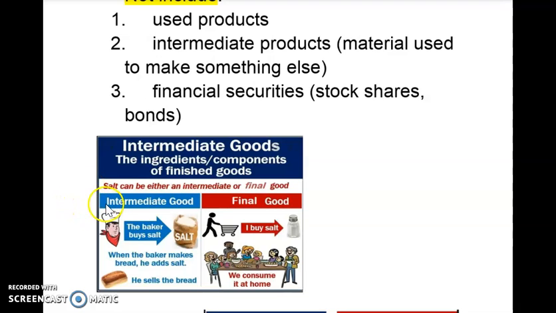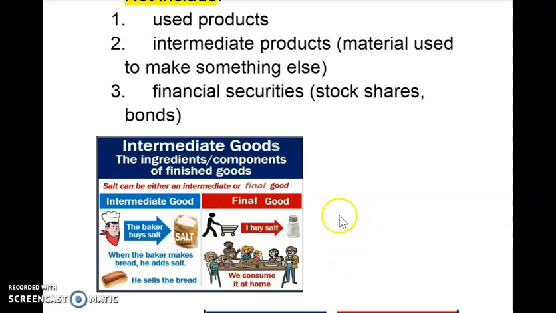So it is an intermediate good if the baker buys the salt, puts the salt in to make bread, and then he sells the bread. Now the salt becomes part of the bread. Because of that, it is intermediate. Salt itself is not final. In this case, in fact, the bread is the final good.